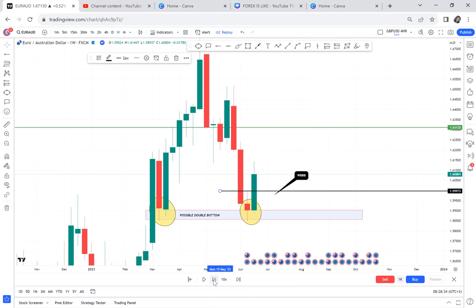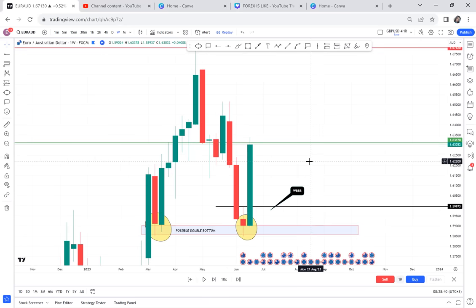Monday, Tuesday, Wednesday, Thursday, Friday. So what happened here is that by the time we were waiting, when I analyze such a market, I leave it alone and I come back after 1 week. So advanced traders who are not yet profitable will keep checking Euro Audi. And I don't know why.